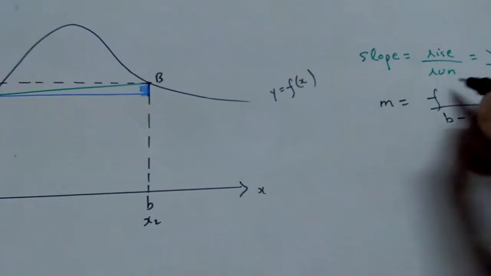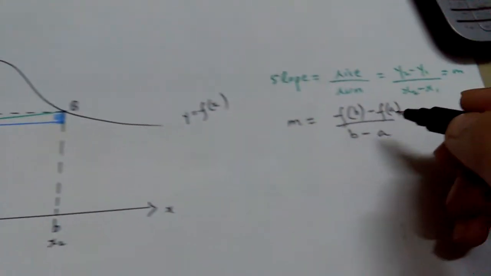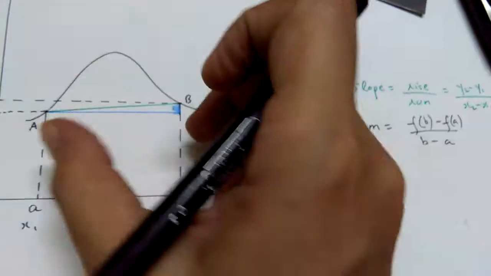So y2 is my f of b, my y1 is my f of a. I have already written over here as well. So that's how you get the slope of this secant line.